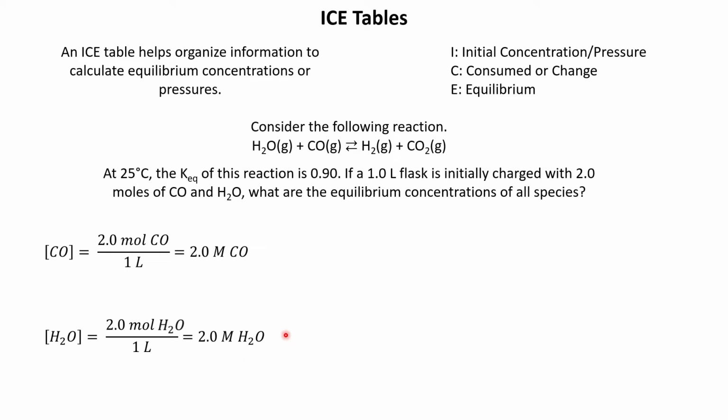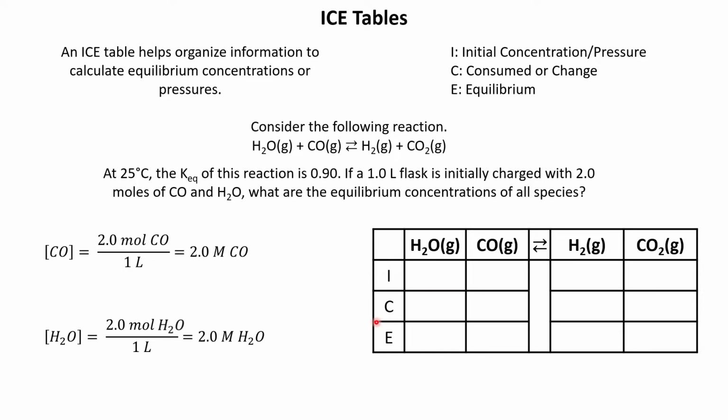Okay, let's start filling in our ICE table. You'll notice I put my acronym in this first column here. Again, this is going to be initial concentration. This is going to be how much is consumed or a change, and this is equilibrium. We just calculated our initial concentrations of our reactant, so I'm going to go ahead and put those in right here and here. Now, how much of our product do we have?